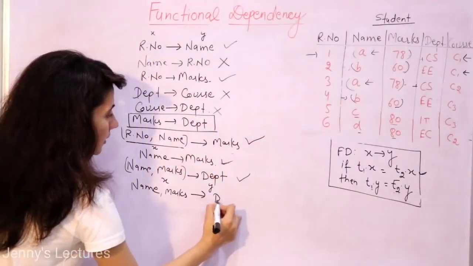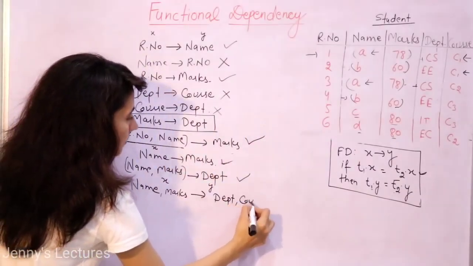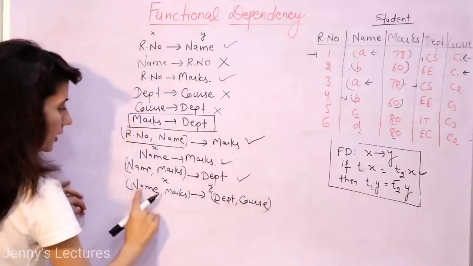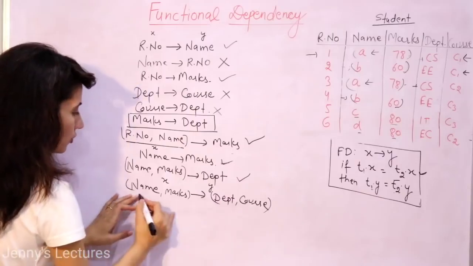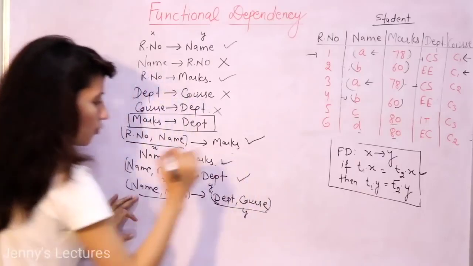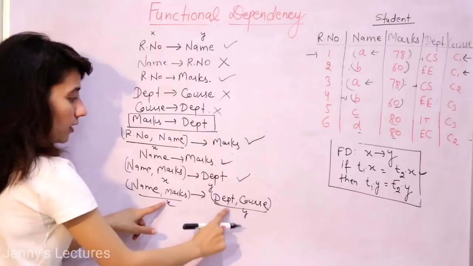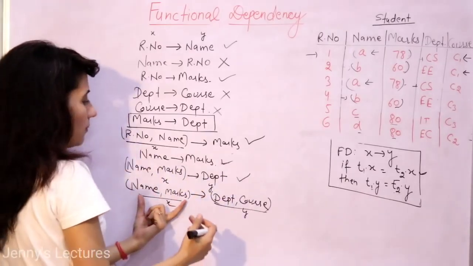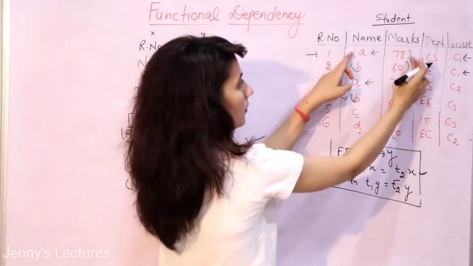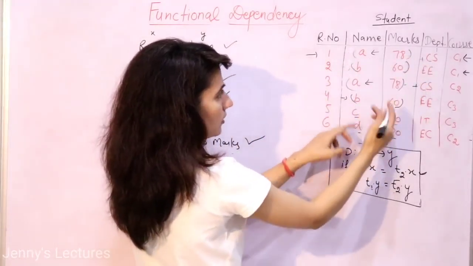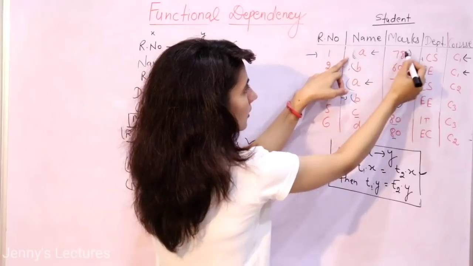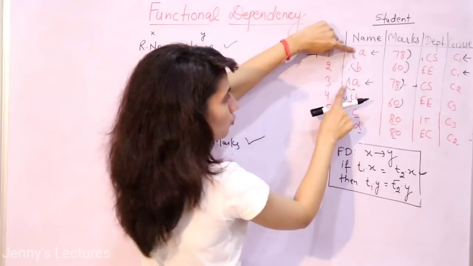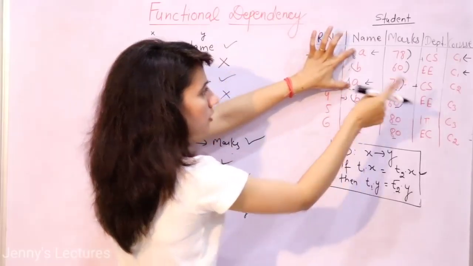Now if I am taking name, marks determines department, course. Now this complete part is X, and this is Y, right? See, now X and Y are sets of attributes. How to check this type of dependency? Name and marks, see the combination. Only check the combination which is repeating. See, this tuple has the same combination as this tuple. So I am taking these two tuples. For these two tuples, check the value of Y now.